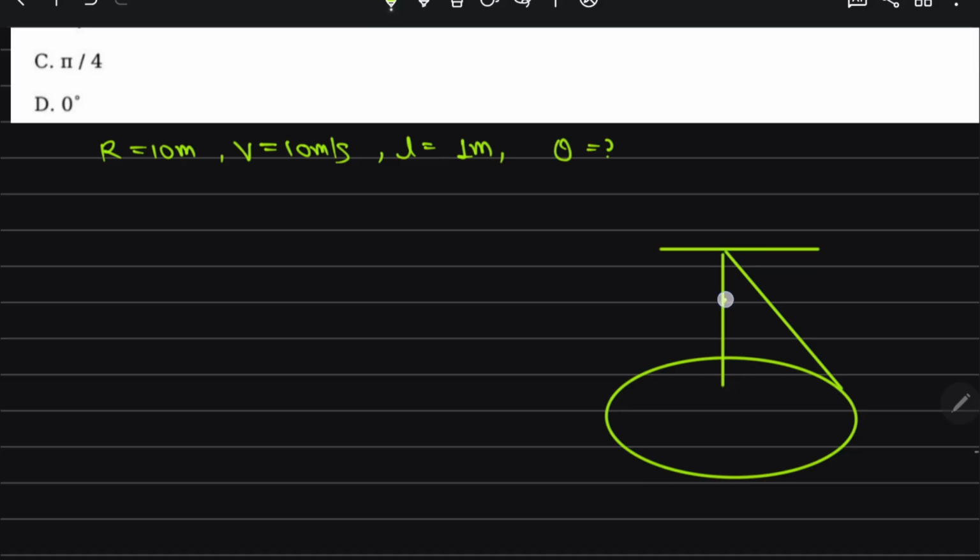They are asking this. Sorry. They are asking this vertical angle.